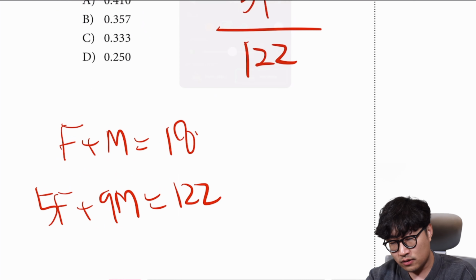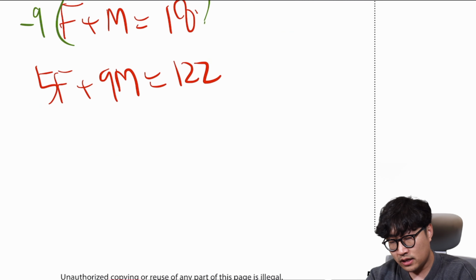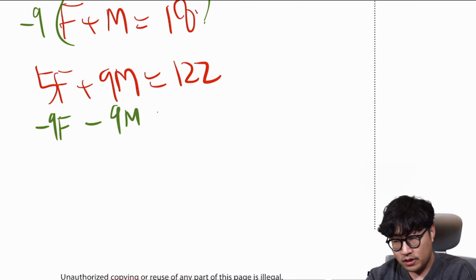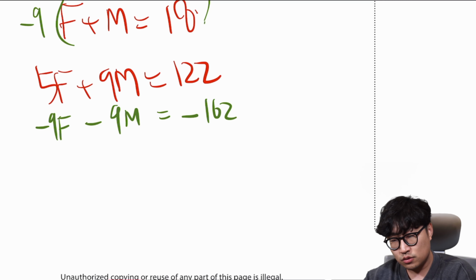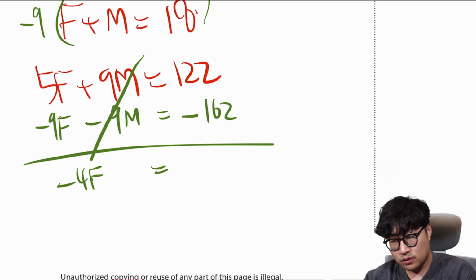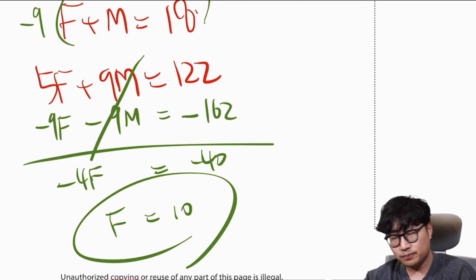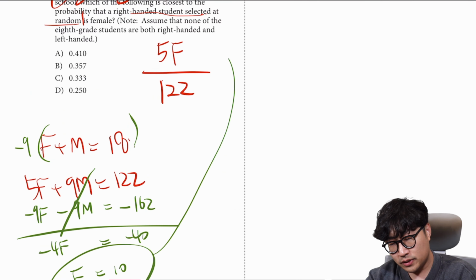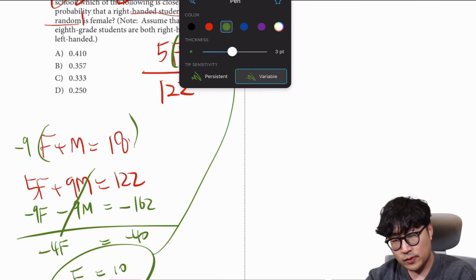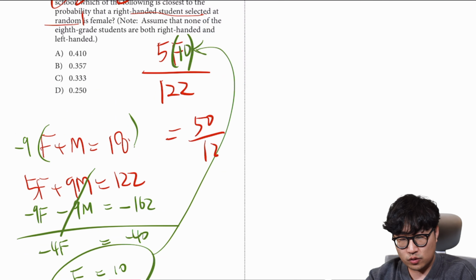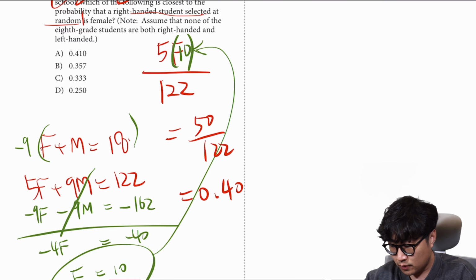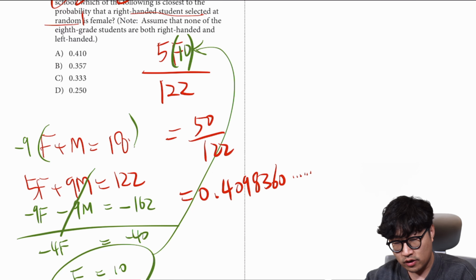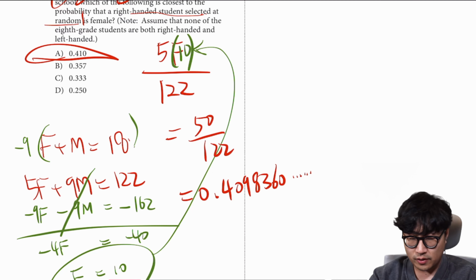So I'll grab this and multiply by negative 9. Then you get negative 9F minus 9M is equal to 18 times 9, and that's negative 162. Cancel that. Negative 4F is equal to negative 40. So F is equal to 10. Boom. So I'm done? Oh, hell no. You put that back in right there. F is 10. So that expression becomes 50 over 122. If you punch that into your calculator, you're going to get 0.4098360 on and on, which is answer choice A, 0.410.